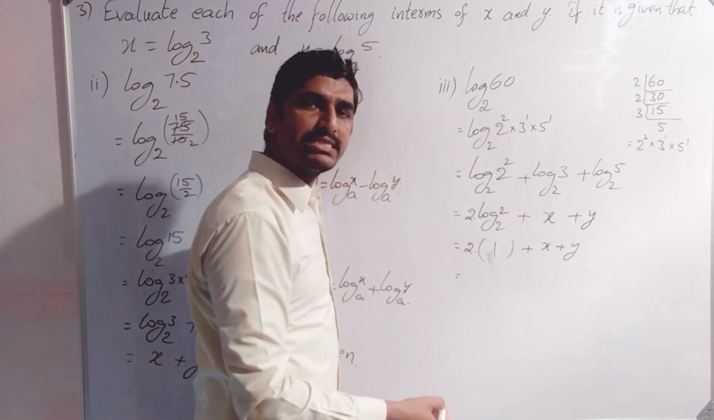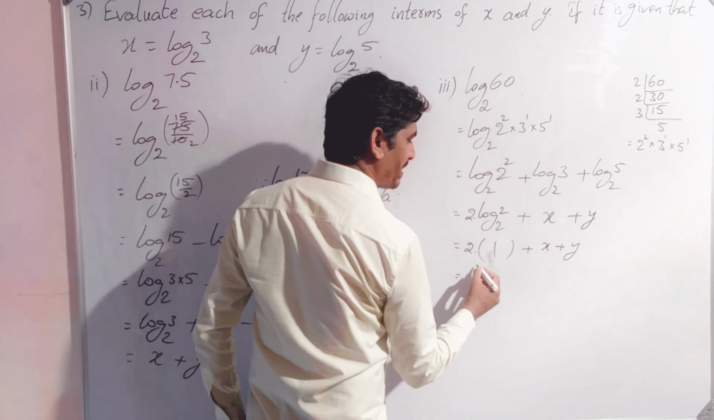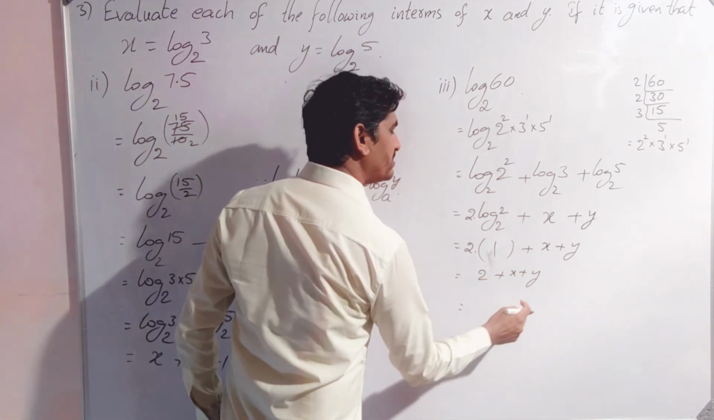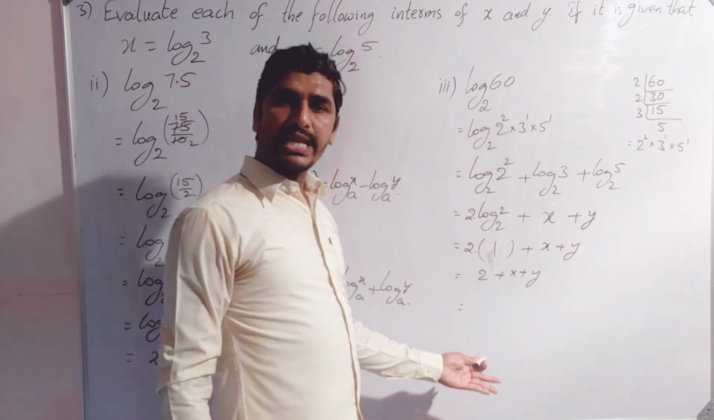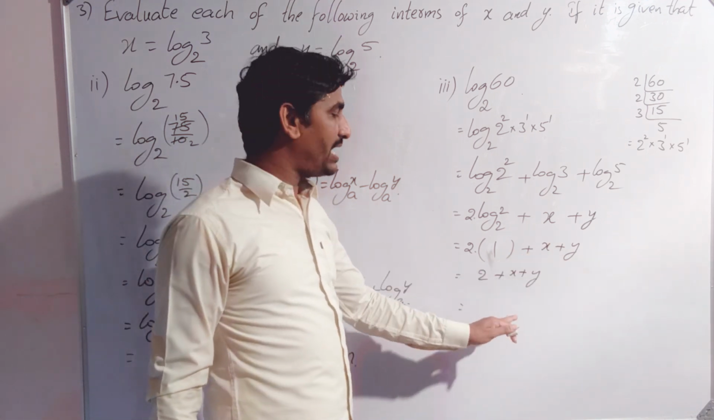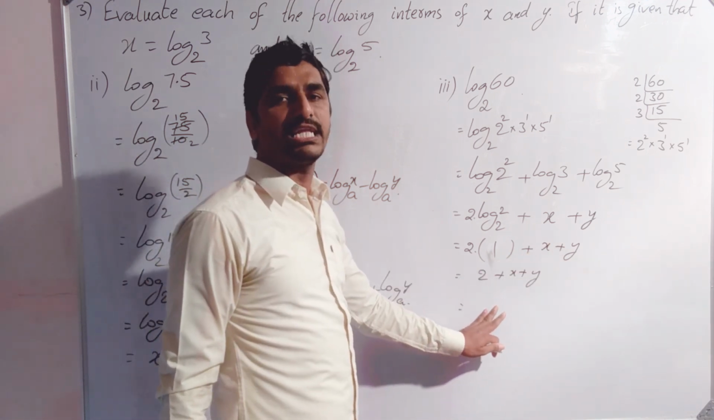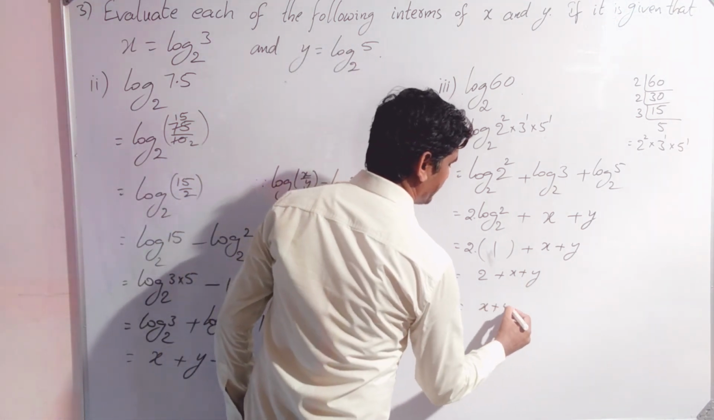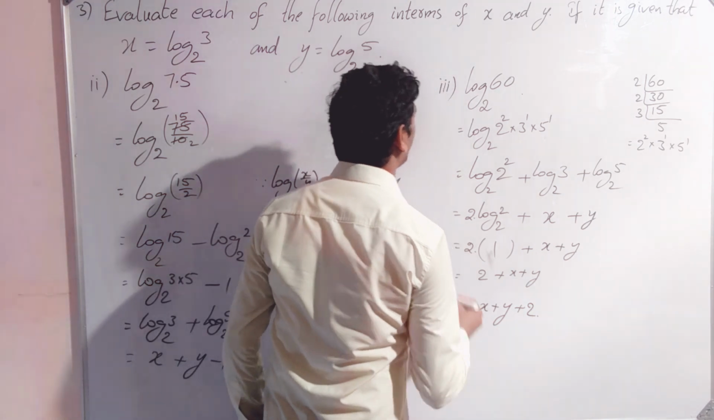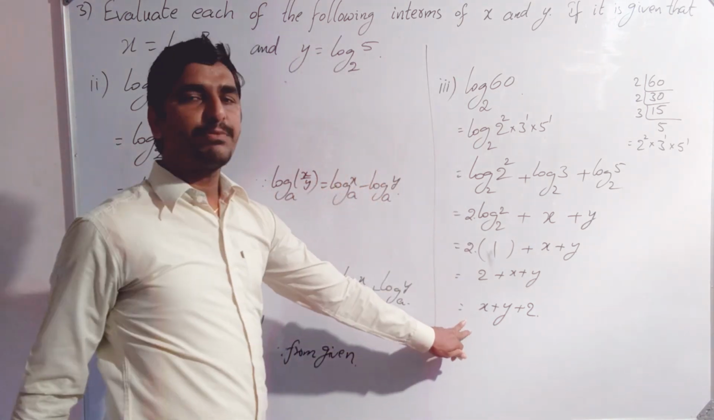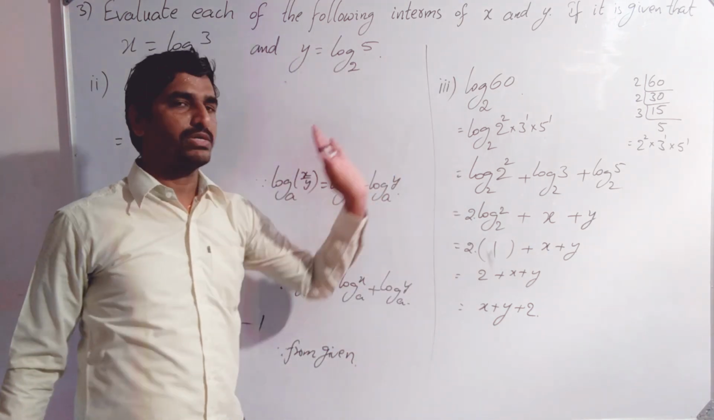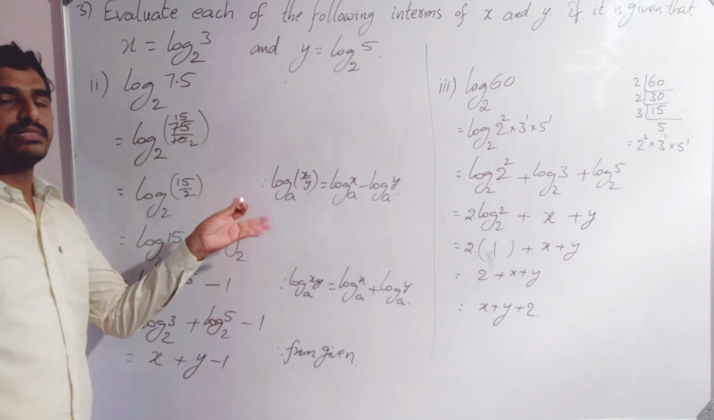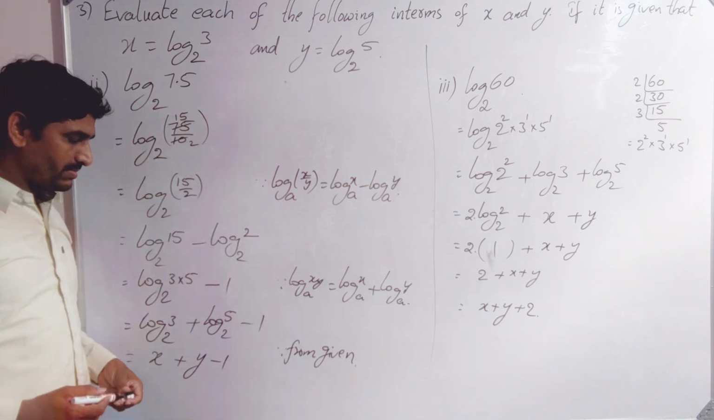Now first we have to write the variables. This is 2 plus 2 ones are 2 plus x plus y. Okay, this is the final answer. We can write the variables first and the constant last, as a linear equation, in the polynomial process: x plus y plus 2. Like this we can solve the problems. This is the result of this question. Like this we have to solve the remaining problems. Okay, thank you.